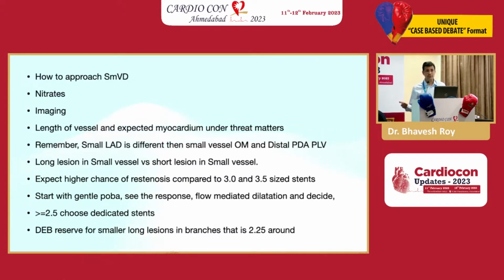I will go for the drug-coated balloon. But if I am having a 2.5 millimeter diameter with a lesion of only 15 millimeter, I may go for the stent. Expect higher chances of restenosis. Start with a gentle POBA, see the response, flow-mediated vasodilation, and then decide. See for the dissection also. Choose dedicated stents, and drug-eluting balloon reserved for small, long lesions in the branches, that is 2.25 or 2 millimeter, where we think that medical management or doing something is equal.